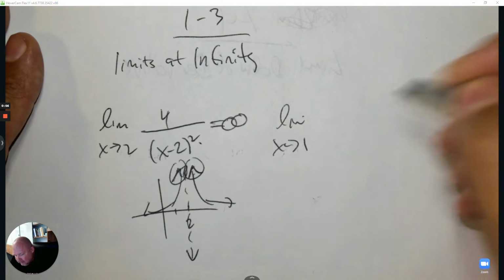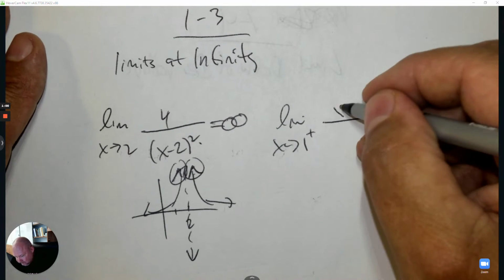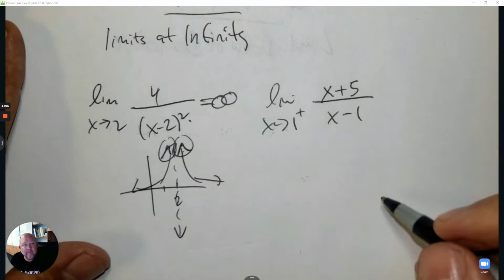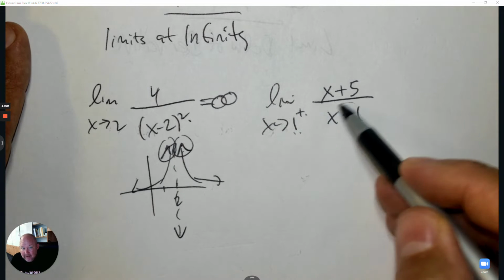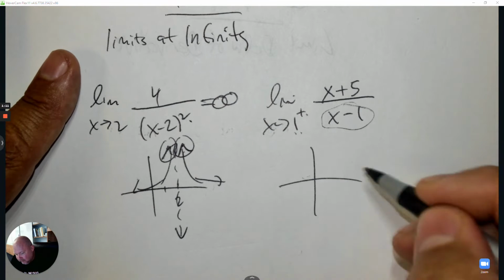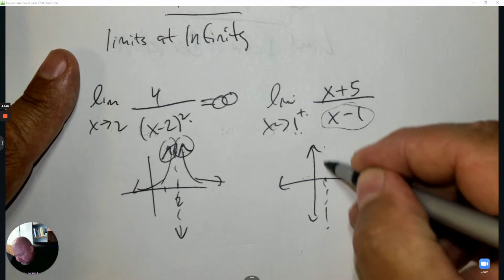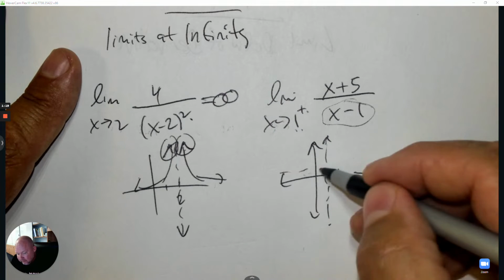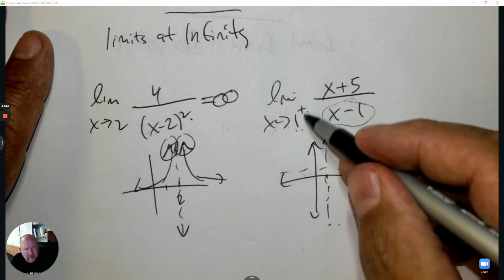If I give you another example like this, I say, okay, limit as x approaches 1 from the right. At 1 is an asymptote. So if I graph that, and then what's happening around that? Now, the truth of the matter is the horizontal doesn't affect it. It's either going to infinity or negative infinity. So how do I know from the right?